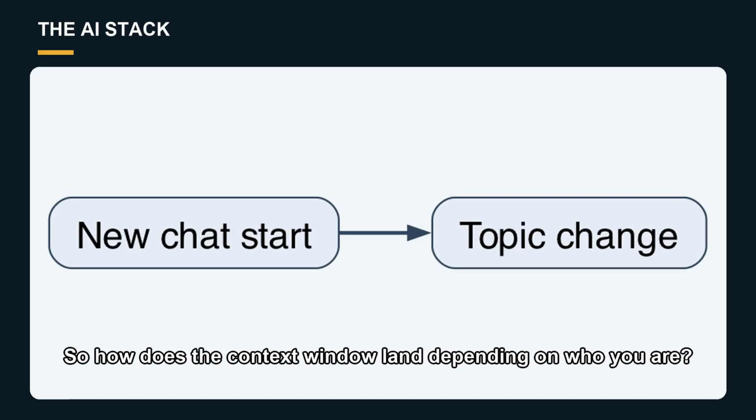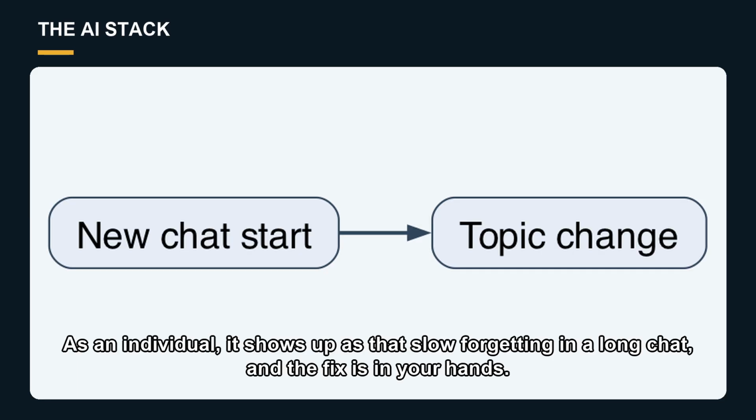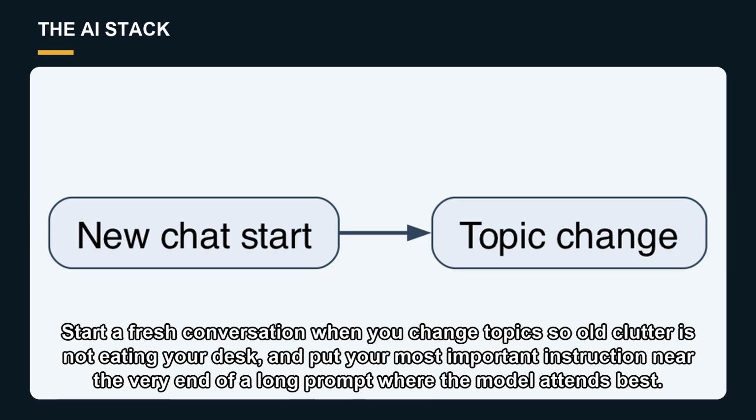So, how does the context window land depending on who you are? As an individual, it shows up as that slow forgetting in a long chat, and the fix is in your hands. Start a fresh conversation when you change topics so old clutter is not eating your desk, and put your most important instruction near the very end of a long prompt where the model attends best.